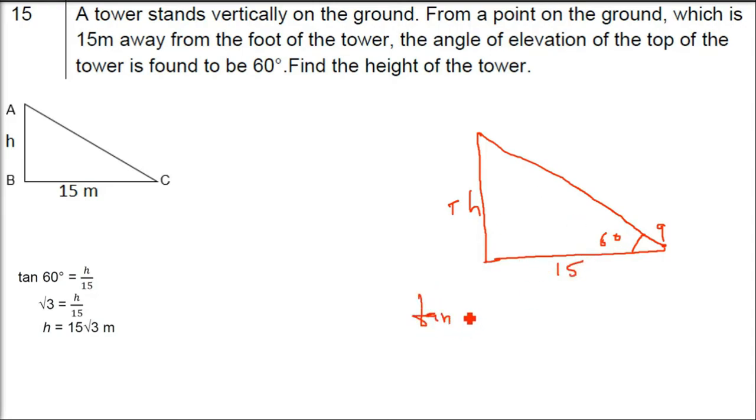Always remember, tan is what you will mostly use in the trigonometric solution. So tan 60 is going to be h by 15, that is perpendicular by base. Tan 60 is root 3, so root 3 is h by 15. So h is 15 root 3. That is going to be the answer, 15 root 3 meters.